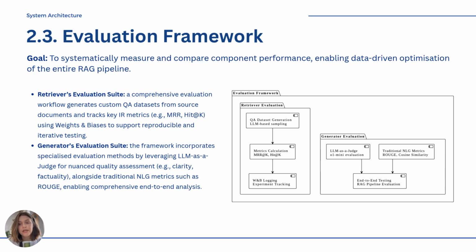The generator evaluation combines traditional metrics like ROUGE and cosine similarity with LLM-based metrics, AI as a judge, to assess clarity, factuality, and relevance. And together, this feeds into end-to-end testing, enabling data-driven optimization and continuous improvement across all layers of the system.